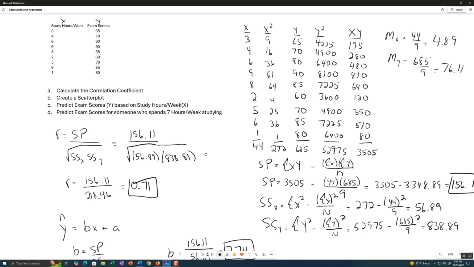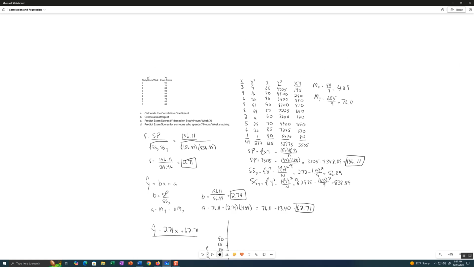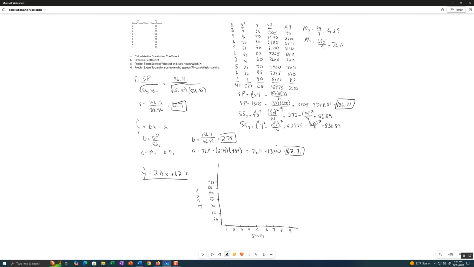So 365. Let's make this a little smaller so I can do this. So 365 is here. 470 is about here. This doesn't have to be perfect. 680 is about here. So I'm just plotting the points that we have. 990. What else we got? 885.